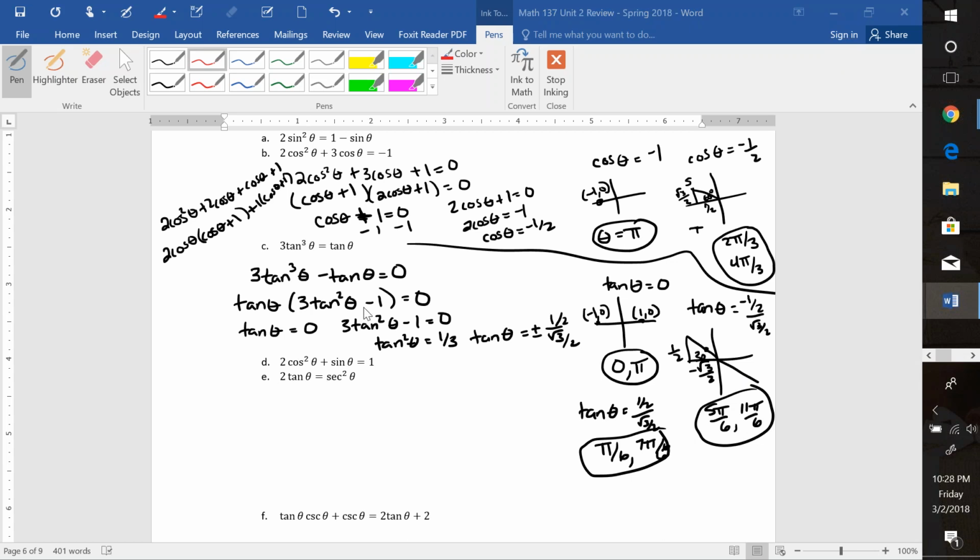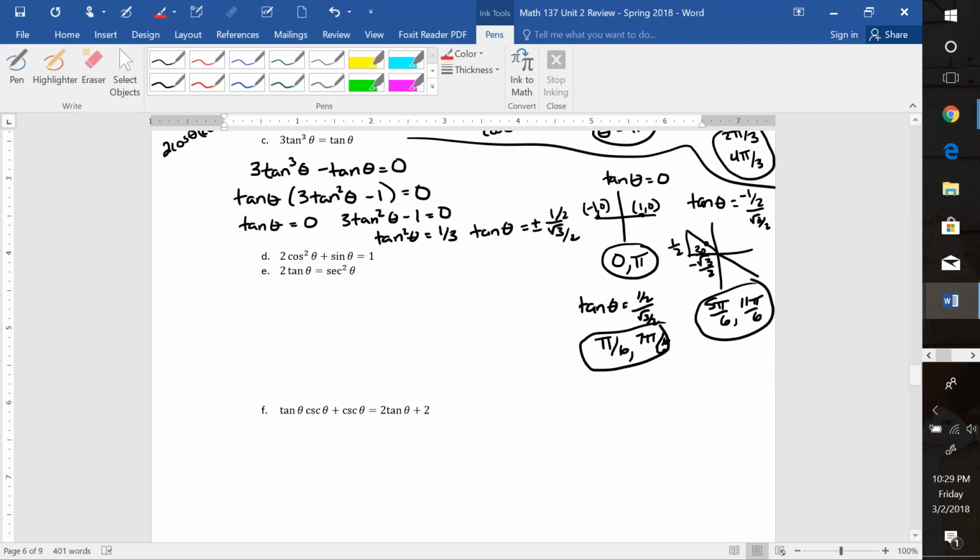E is sort of an interesting one because you have tangents and you have secant squareds. You have to remember, anytime I see a squared something, I might want to consider whether or not my Pythagorean identities are involved. So remember, if you have sine squared theta plus cosine squared theta equals 1, secant squared would happen if we divided everything by cosine, because 1 divided by cosine is secant.